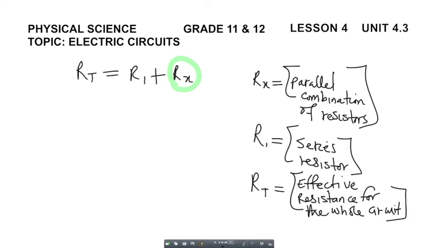So this is how you can work out a combination of resistors so that you can generate the overall effective opposition which is going to be offered to the flow of the charge. So this concludes the whole lesson. Thank you so much for watching this lesson.